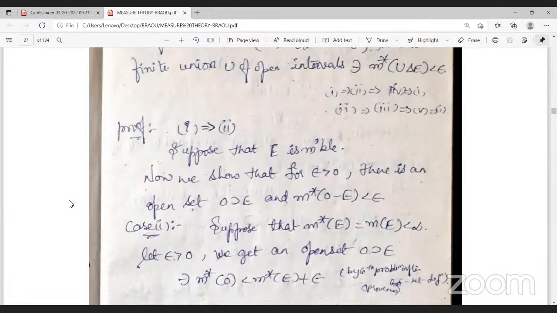there is an open set G. Write it in your book, only here in the book they wrote O. There is an open set G. And G superset of E, G is an epsilon open set. G is a superset of E with m star of G minus E less than epsilon. In the textbook it is O here, open intervals.